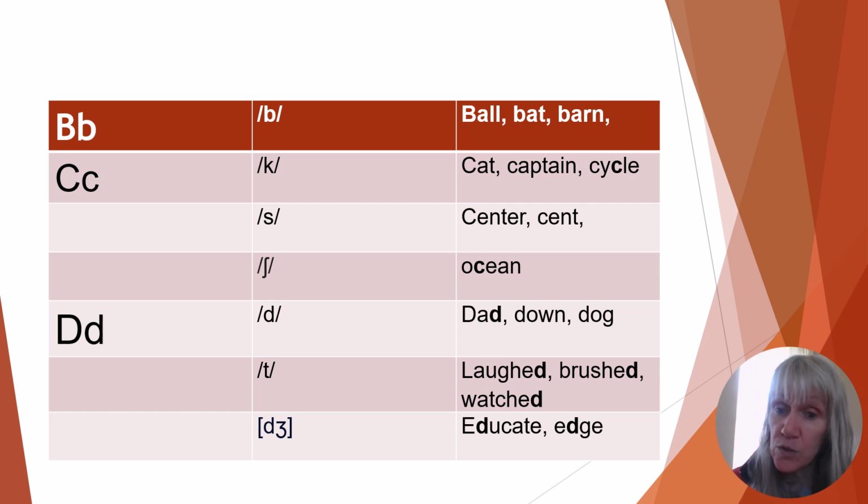Then we come down to our D sound. D can make D, as in dad, down, dog. It can make a t sound, as in laughed, brushed, watched. Or it can make a j sound, as in educate and edge. Again, depending on how it is used in a word.